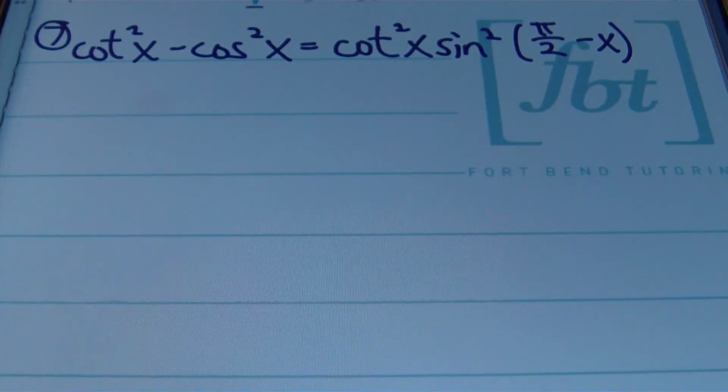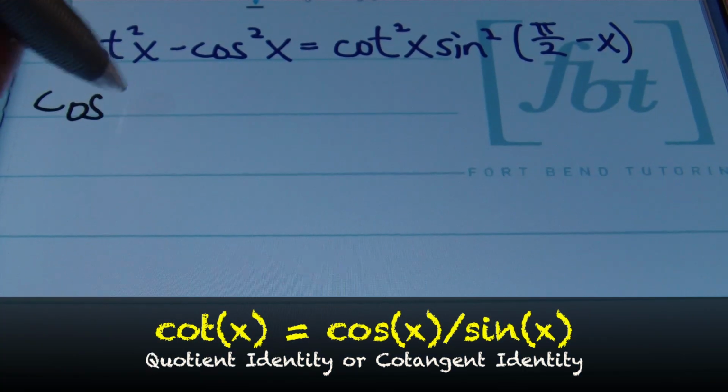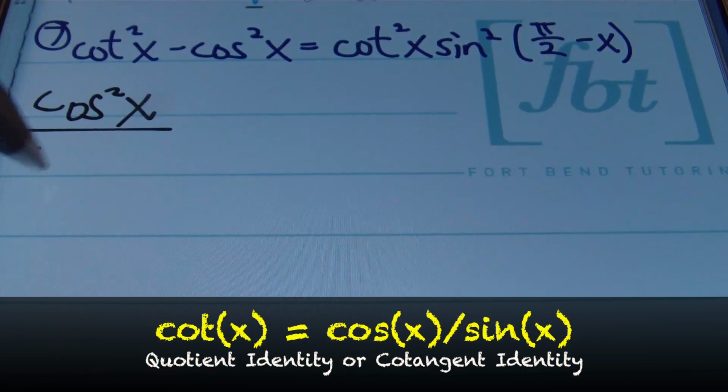So I'm warning you that that's what we'll be using in this problem, a cofunction identity. So let's begin by converting everything into cosine and sine functions. All right, and I know that cotangent squared x can be rewritten as cosine squared x over sine squared x.